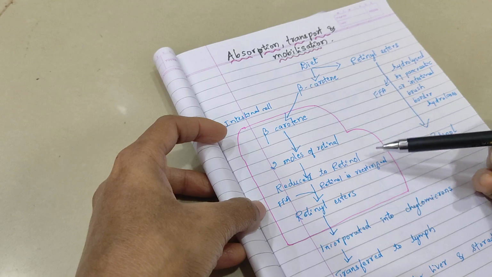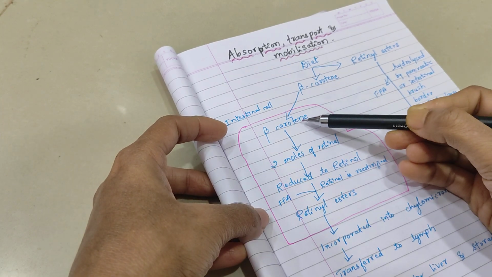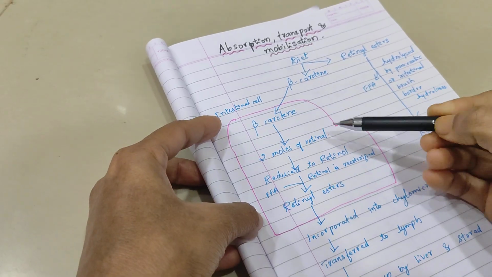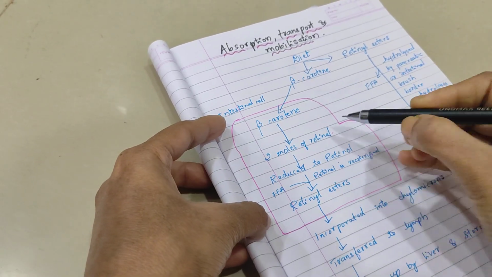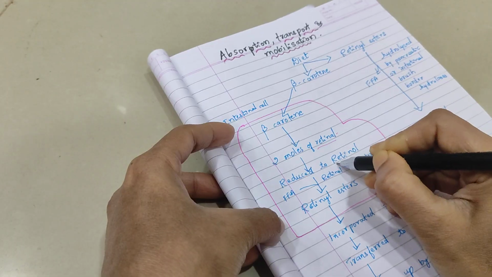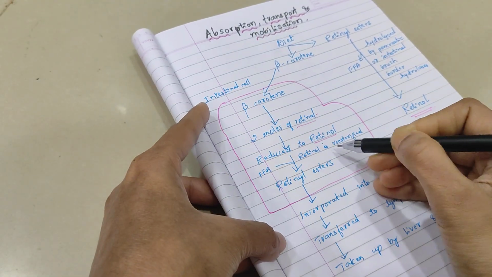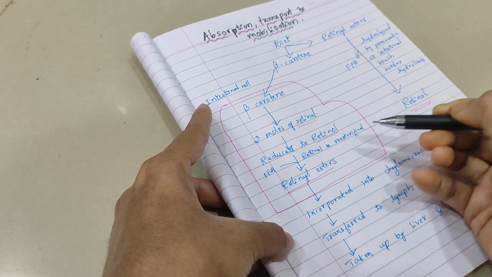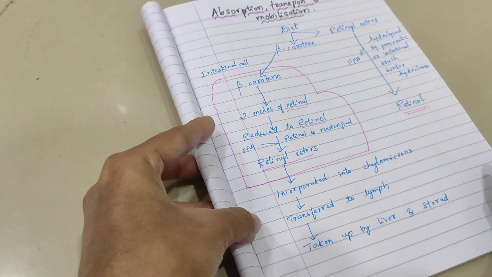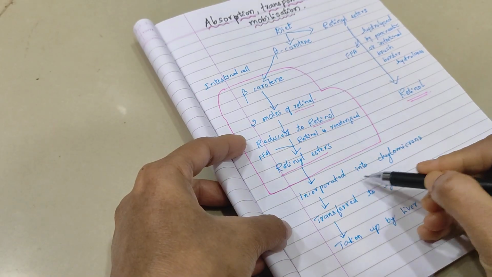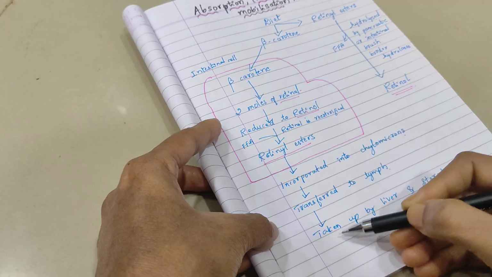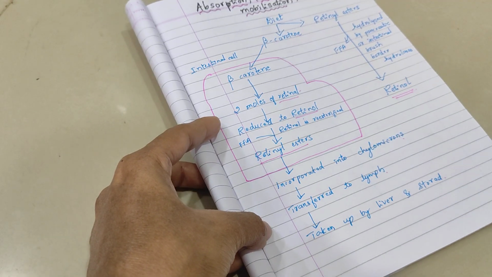Inside the cell, what all happens? Beta carotene releases 2 moles of retinal. The retinal is again reduced to retinol. And again the retinol is re-esterified to retinyl esters. It is then incorporated into the chylomicrons and transferred to the lymph. From there it is taken up by the liver and then stored.